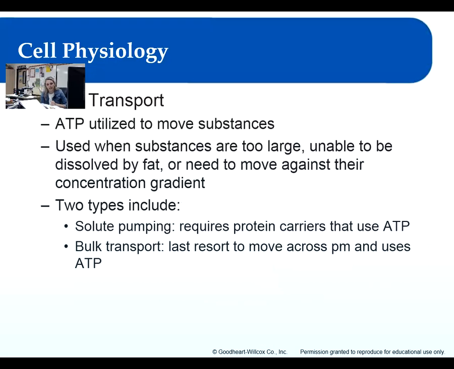Active transport is when energy, or ATP, is used to move things across the plasma membrane. This can be used when substances are too large to move across and there's no protein channel for them, if they can't be dissolved by fat, or if they need to move against their concentration gradient. Normally everything moves from an area of high concentration to an area of low concentration, but with active transport, substances can move from low concentration to high concentration.